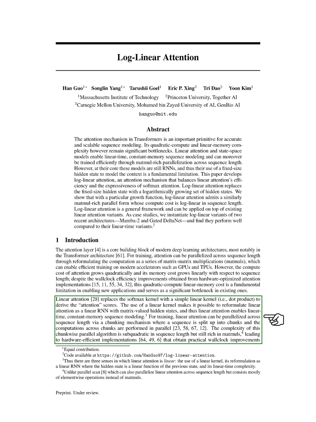To address this, linear attention substitutes the softmax kernel with a simpler linear kernel, specifically the dot product, allowing us to treat it as a linear recurrent neural network, RNN, with matrix-valued hidden states. This enables us to model sequences in linear time with constant memory. We can further parallelize linear attention training by dividing the sequence into chunks, which allows for subquadratic complexity while still being rich in matrix multiplications, leading to efficient hardware implementations.